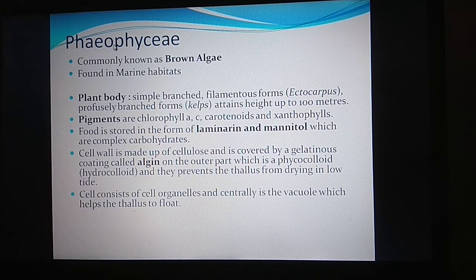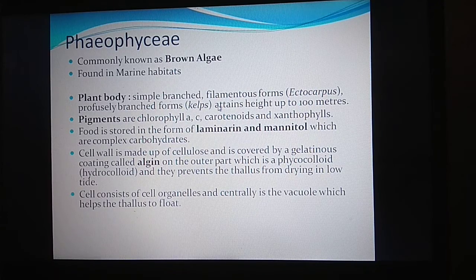Okay, the plant body of Phaeophyceae is simply branched, filamentous as in Ectocarpus, and profusely branched forms such as in kelps. Okay, they attain up to 100 meters. So they can be very small and also very large.